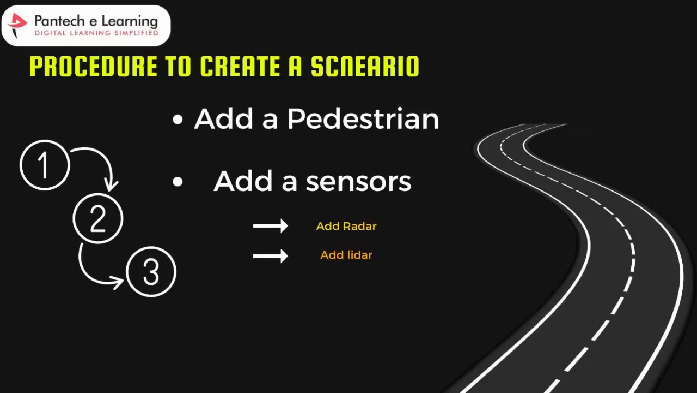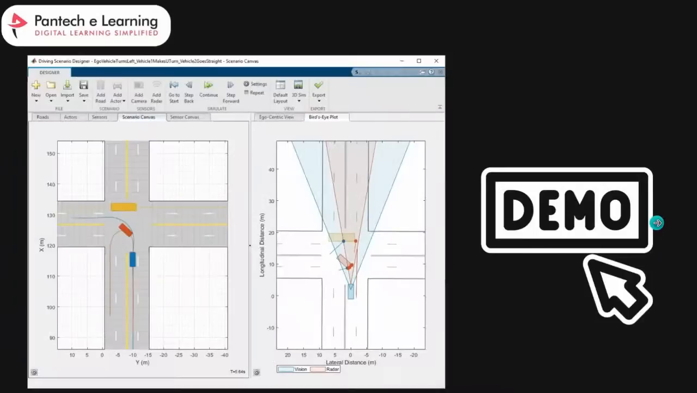So next one is the lidar. So what is this lidar? We know the lidar is light detection and ranging. These sensors use laser beams to measure the distance to objects in the environment. They provide detailed 3D maps of the surroundings. So these are features in the driving scenario designer app that allow you to create detailed virtual environments and populate them with the vehicles. So let's do the demo for this.